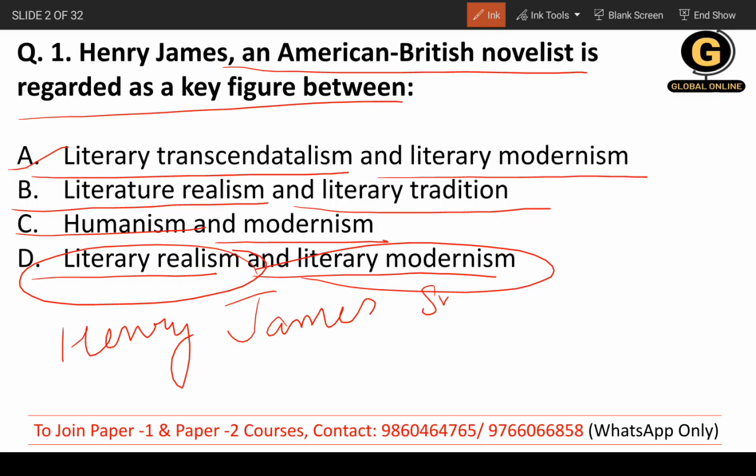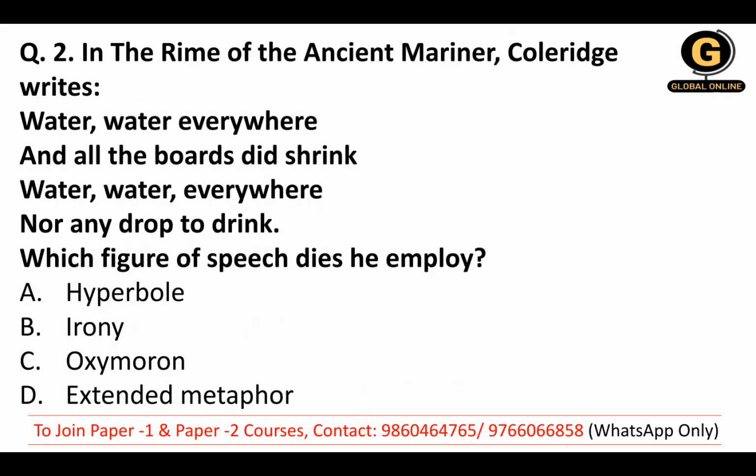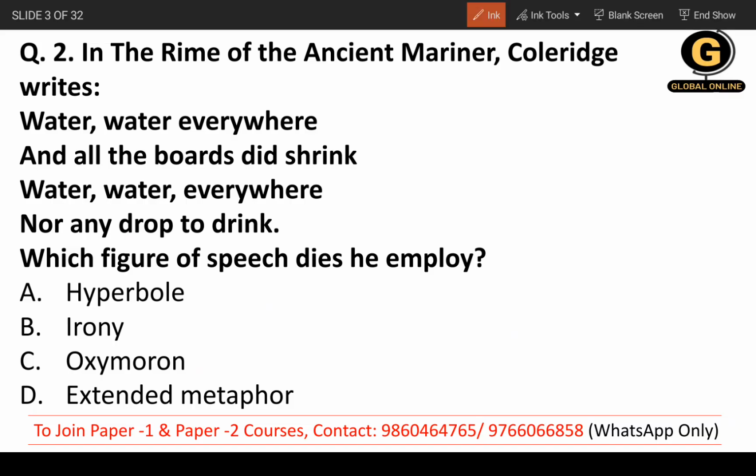And the very important works of Henry James are The American, then Daisy Miller. I hope you must have heard about these works because these are very famous works. Then The Portrait of a Lady, The Turn of the Screw. These are the very important works. Okay, so do consider the facts important. And the first question's answer is D. Okay, option number D.